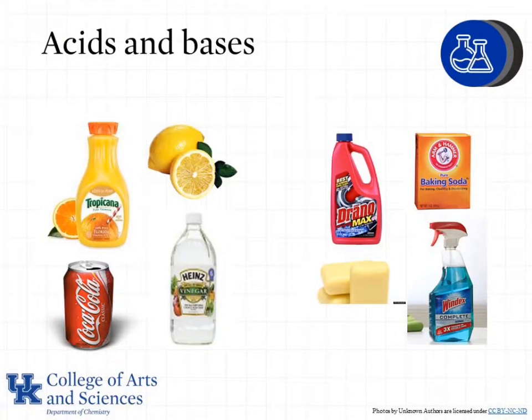We can find acids and bases all around us. Examples of acids include juice, vinegar, citrus fruits, and sodas. Examples of bases include cleaners such as Drano or Windex, soap, and baking soda.